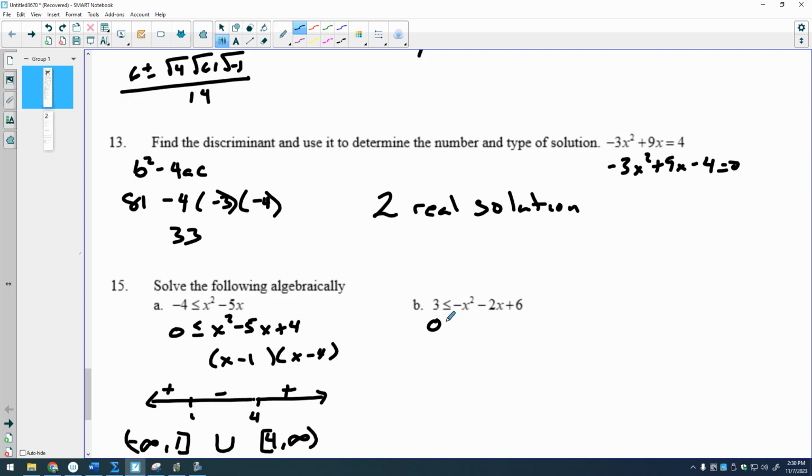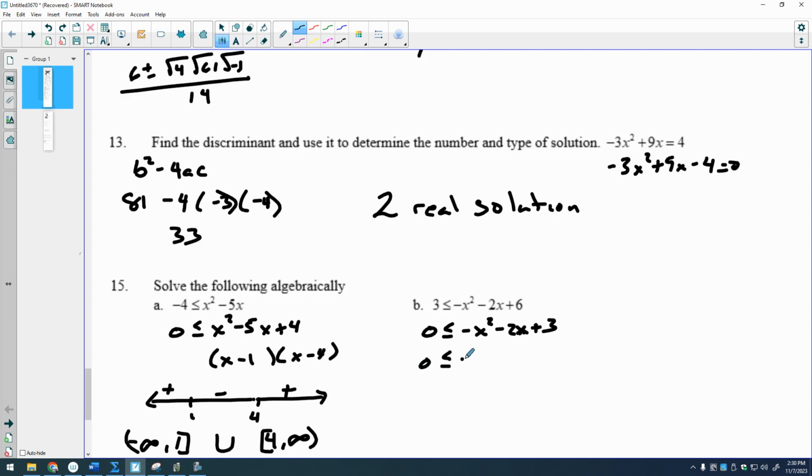Okay, solve. Set it equal to 0. Well, sorry, can't draw. Okay, so moving the 3 across. That's a negative x squared minus 2x minus 3. No, plus 3. Okay, let's factor that thing. So I have 0.